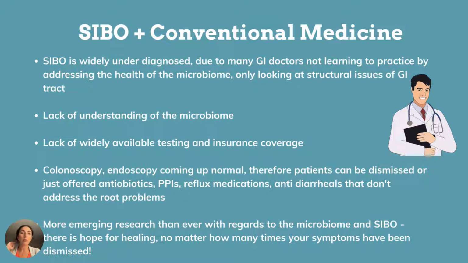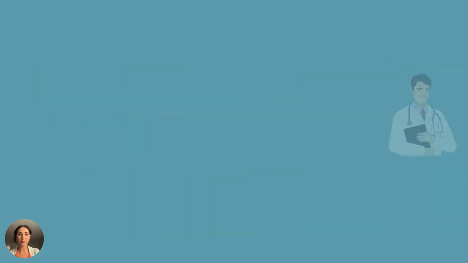So there's also lack of widely available testing and insurance coverage. That SIBO test can be pretty expensive. And a lot of times that colonoscopy and endoscopy will come up normal. Therefore, you can pretty much be dismissed or just offered a medication that won't really address the root cause of the problem, an antidiarrheal, PPIs, right? So there is more emerging research than ever, though, with regard to the microbiome and SIBO. So there's hope for healing, no matter how much your symptoms have been dismissed or ignored. We're definitely getting to the bottom of this for you.